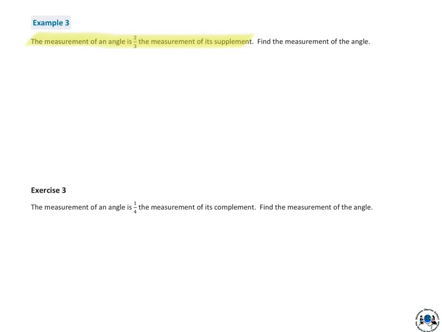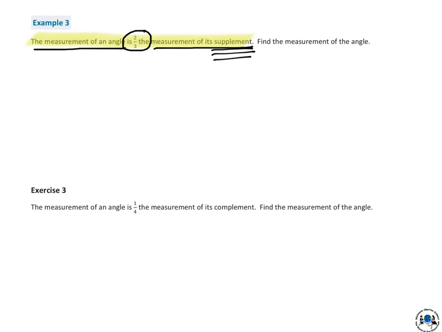Okay, so in setting this one up, a little bit different than what we've done in the past, I guess. Kind of similar, kind of different. So now we have the measurement of an angle. Now, that may seem like that is going to be our x, but if you look here, it is 2/3 the measurement of its supplement. So in this case, that supplement is actually going to be our x, for example. So we would do x, the supplement.